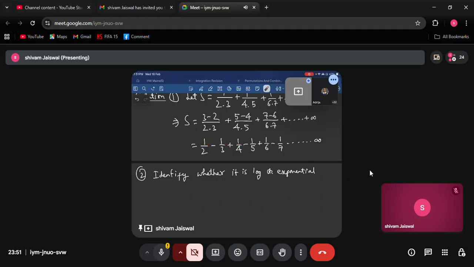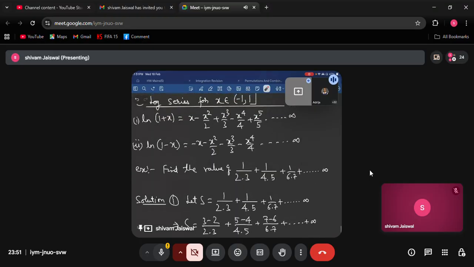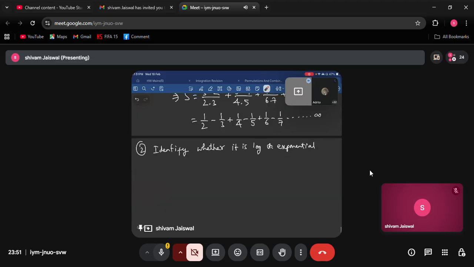Okay, everyone. How are we going to get one in the numerator? What shall we substitute? 0. If you substitute 0, it will be 1, 1, 1 only. So everyone, what is ln(1+1)? ln(1+1) will be equal to 1 minus 1 by 2 plus 1 by 3 minus 1 by 4 plus 1 by 5 dot dot dot up to infinity.